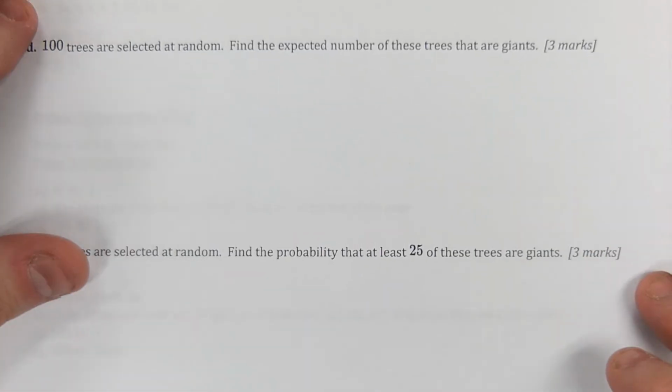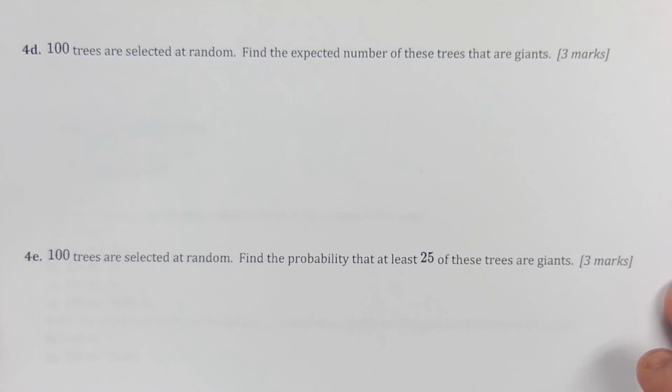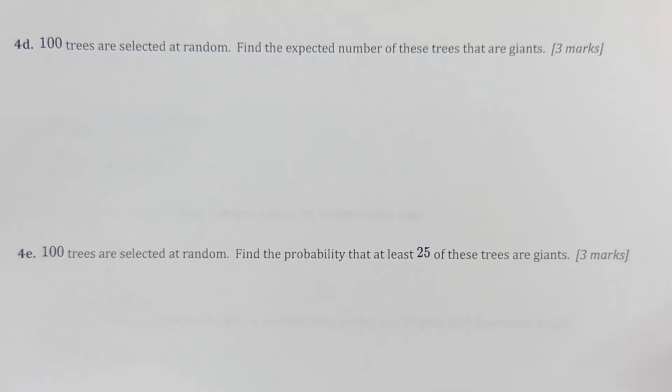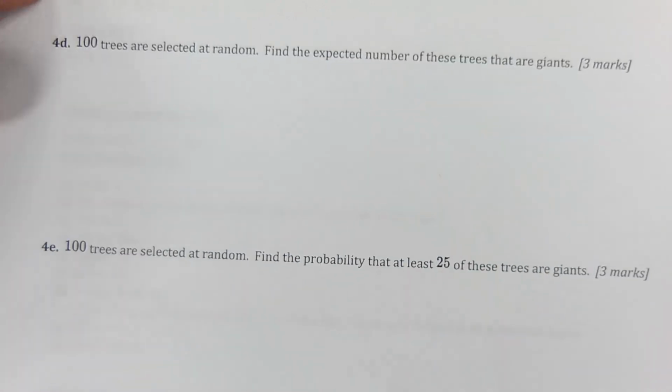Yeah, and I believe question 4 continues. It does. 100 trees are selected at random. Okay, we were just told how many trees were chosen. Shift gears, it's not like a certain number. Binomial, probably binomial at this point. So okay, we go. Find the probability they're both giant. Oh, this is just the probability of giant and then the probability of giant.